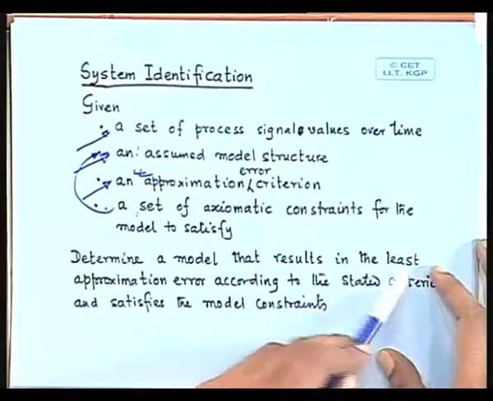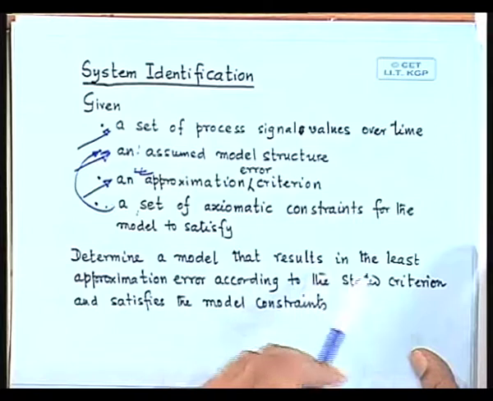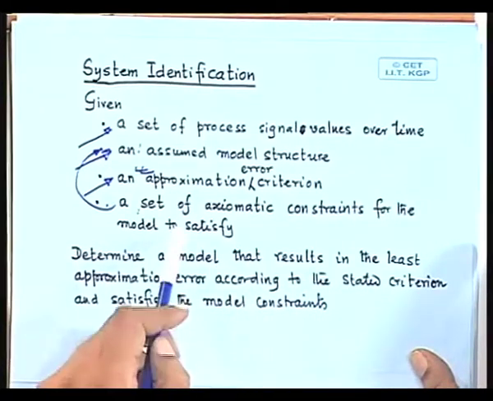When you are saying stable, you are further dividing the bag, and obviously now if you want to find out the poles and zeros of the system, you are going to look in the left half plane. So you are using a priori knowledge to first get to the smallest bag, and then in that bag you will have to pick out the best model according to this approximation error criterion. This is the problem of system identification. So determine a model that results in the least approximation error according to the stated criterion and satisfies the model constraints. That is the problem which we are going to handle from tomorrow. Thank you very much.